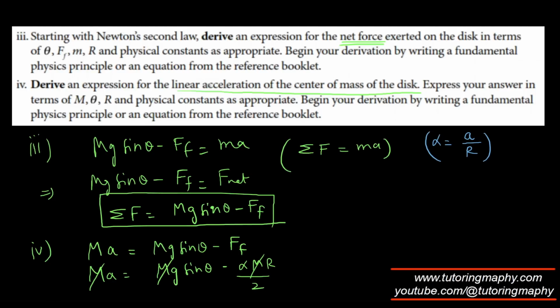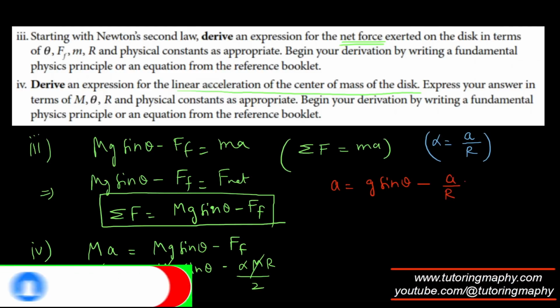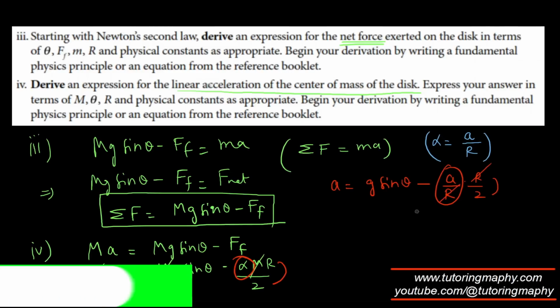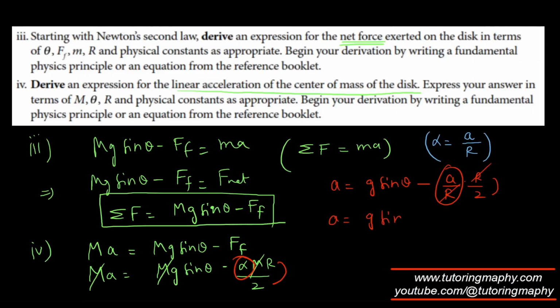So all we are supposed to do now is just replace this alpha with A over R. So this equation is going to look like A will be equal to g sine theta minus alpha, which is A over R, times R over 2. Because alpha is replaced with A over R and R over 2 just remains as it is, R and R is gone. We are left with A is equal to g sine theta minus A over 2. Adding A over 2 to both sides, I will get 3 over 2 A is equal to g sine theta. So the acceleration will be 2/3 of g sine theta. And that is indeed our final answer for this part.